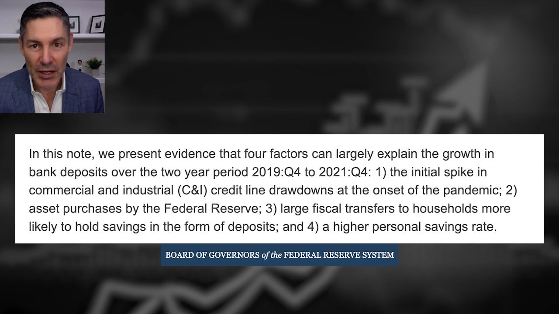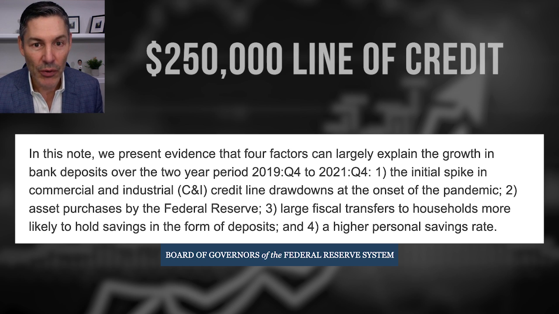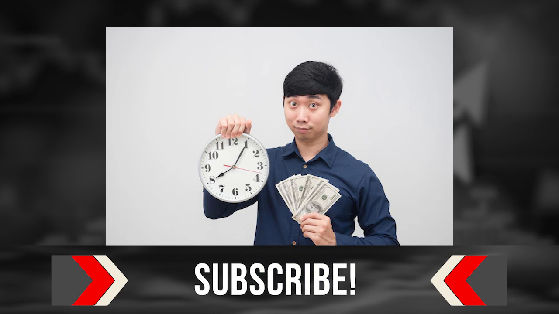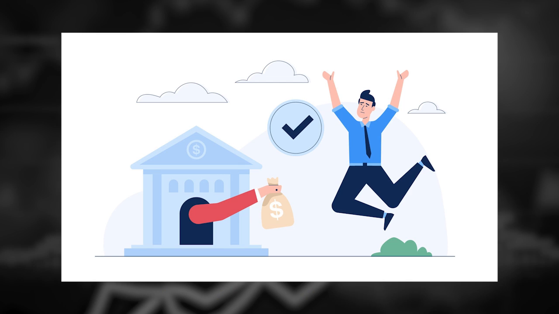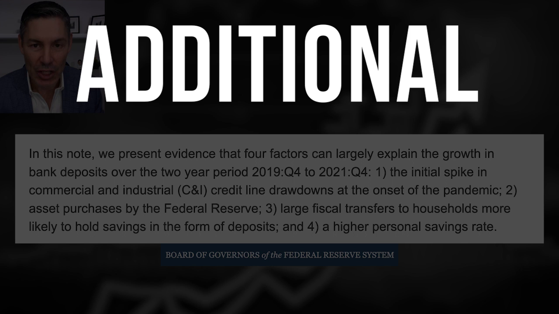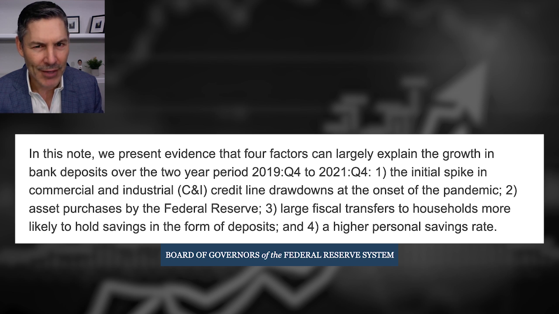So if XYZ small business has a $250,000 line of credit with the bank, they're going to go over there and say, hey, I want the $250,000 ASAP. So when the bank extends the credit, then this creates additional M2 money supply. Not exactly government printing money, at least not yet.